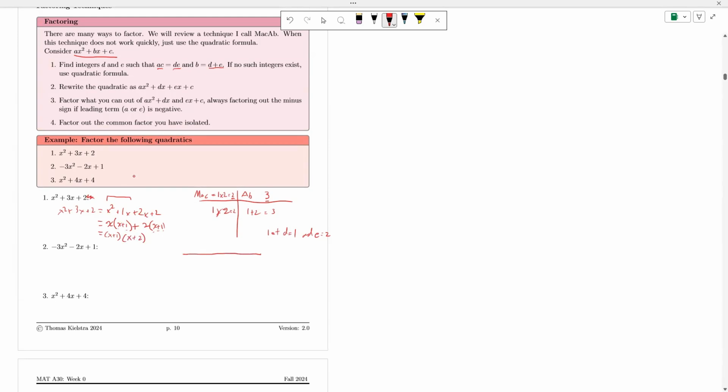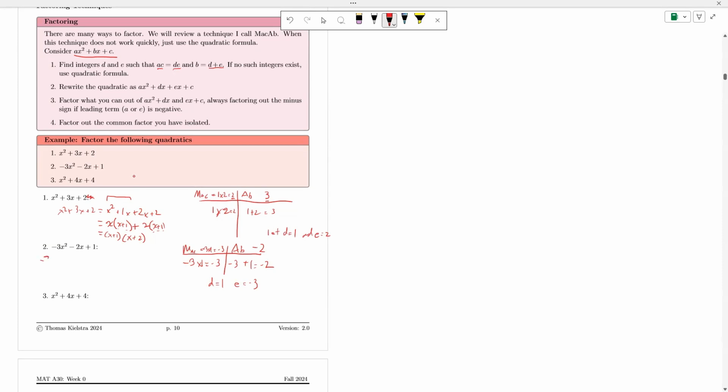What about our next example? Well, we repeat the same process. Multiply AC, which is minus 3 times 1, which equals minus 3. We're going to add to B, which is minus 2. So we need to multiply to minus 3 and add to minus 2. Minus 3 times 1 equals minus 3, and minus 3 plus 1 equals minus 2. So we're going to let D equal 1 and E equal minus 3. It doesn't matter the order. The order of these doesn't matter. You just pick one to be the first value and one to be the second value.